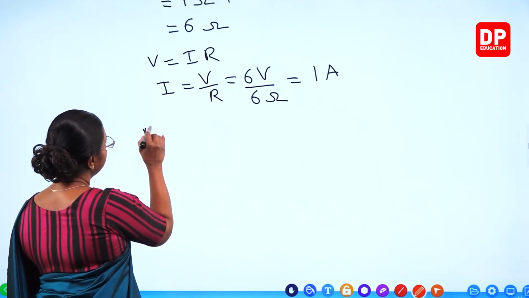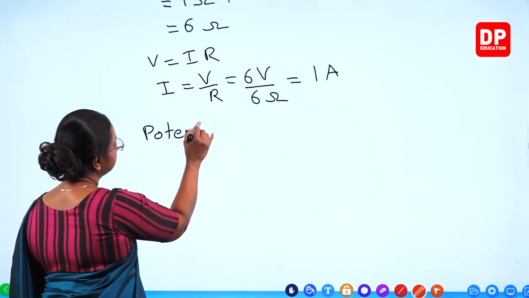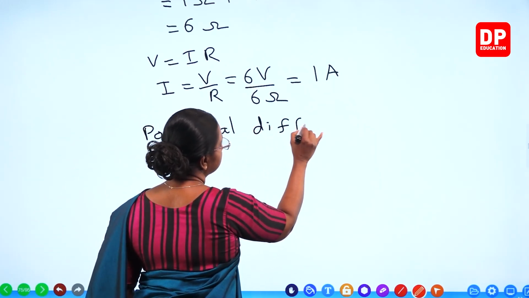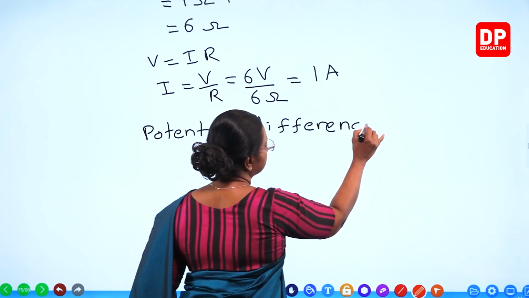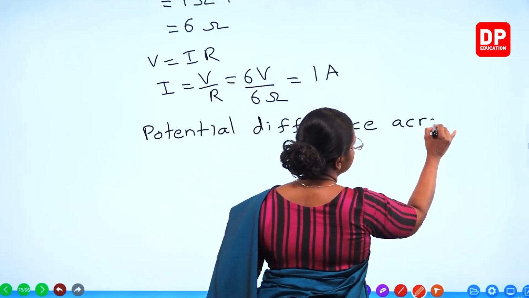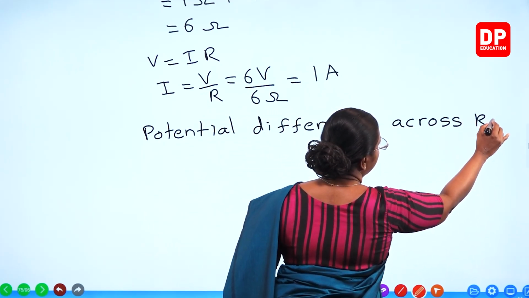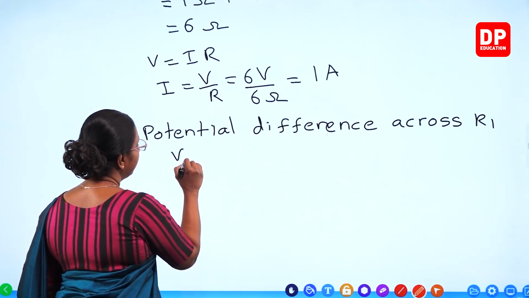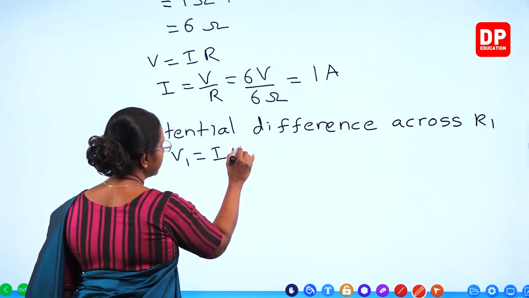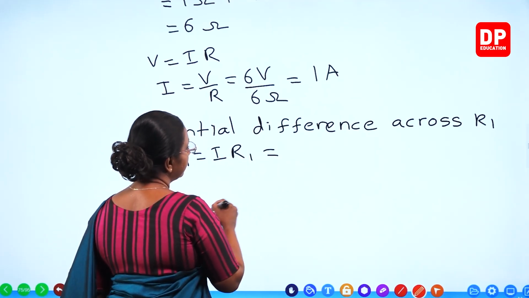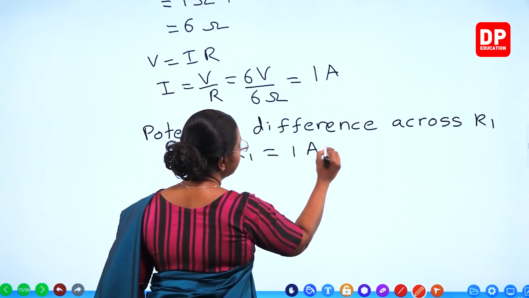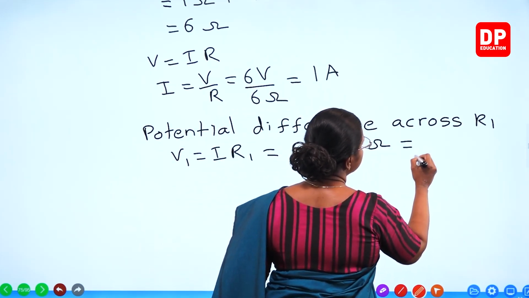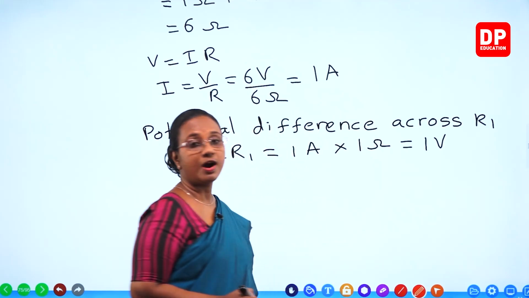We'll say potential difference across R1. R1 is what? 1 ohm. So V1 equals I into R1. That is equal to I, 1 ampere, and resistance 1 ohm. So the potential difference is going to be 1 volt.